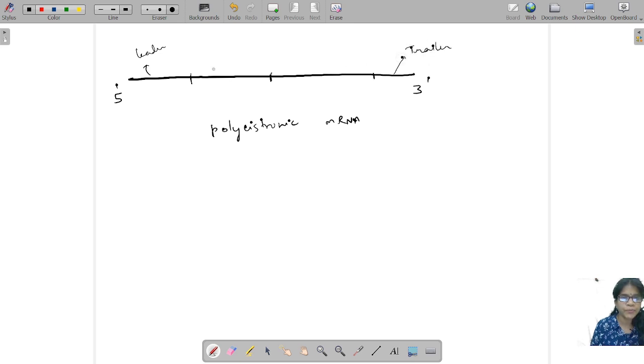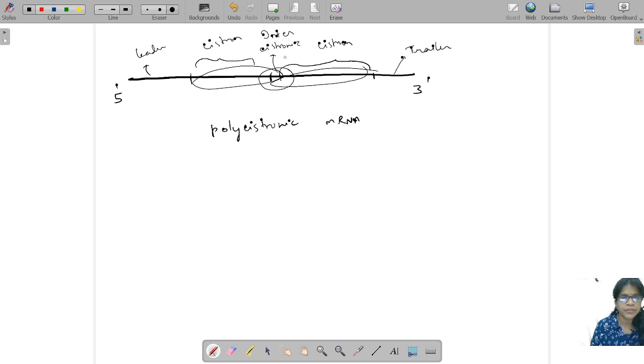So this is your cistron, and this is another cistron, where the translation occurs, and this part is called the intercistronic region.